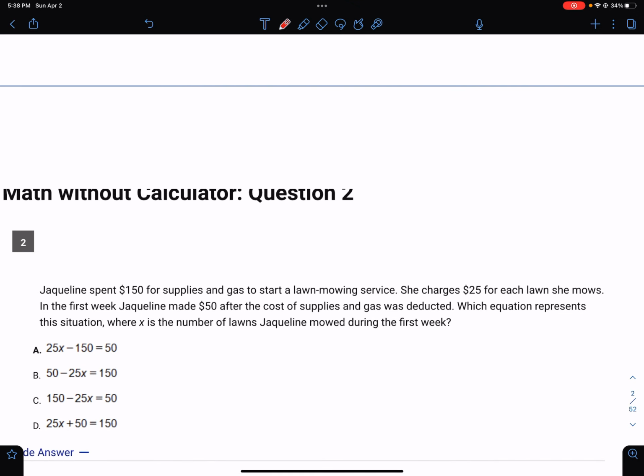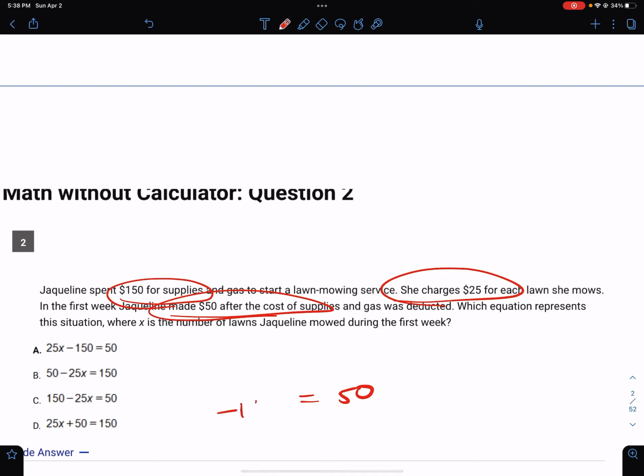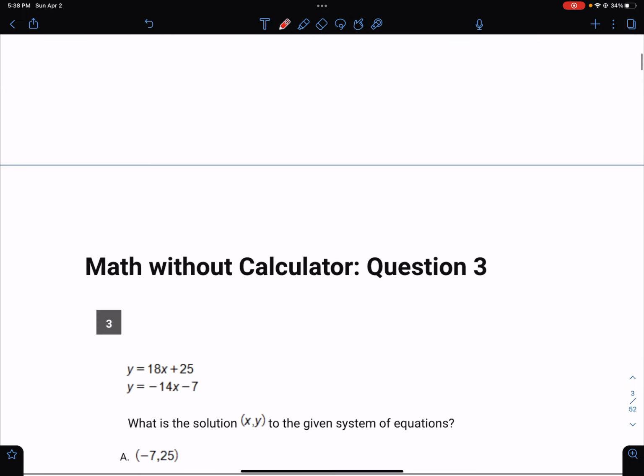Number 2 says that Jacqueline spent $150 for supplies. She charges $25 each lawn, and she made a profit of $50. So in that case, if she made 50, that's going to equal 50. She lost 150, and she makes 25x, 25 per lawn. It's A. Perfect. Let's keep going to number 3.